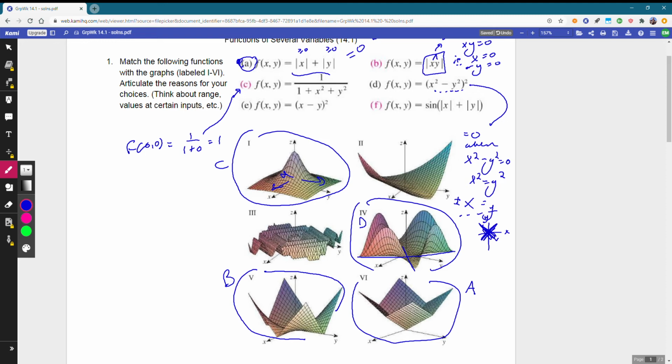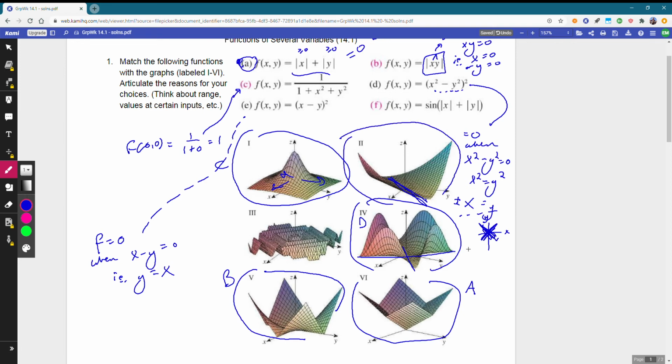Over here, E, a similar game here, shows that f equals 0 when x minus y equals 0, i.e. when y equals x. And so here we only have one line where this thing's 0, and that looks like this one over here, right? Only 0 along that diagonal line, y equals x. Function 2 is matching up with E.